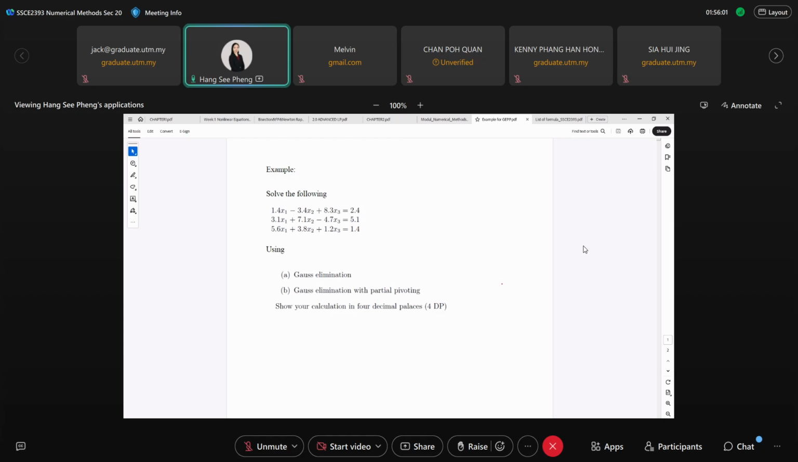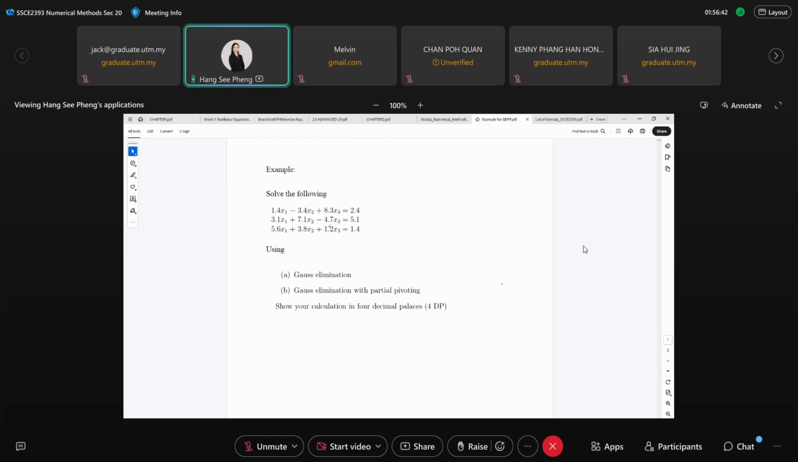But due to the limited time, now it's already 9:42. It will be a long solution, so I think 20 minutes is not enough to cover these hands-on sections. So maybe I leave this one to tomorrow. But the question is already in the e-learning, so if you want to try to start, you can. The question is: solve the system of linear equations using Gauss elimination with partial pivoting. Show your calculation in 4 decimal places.